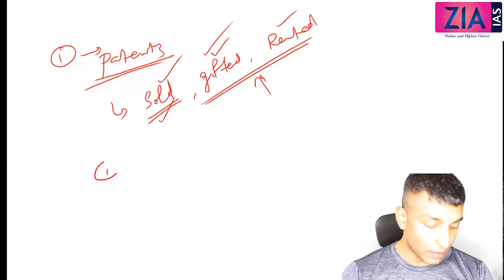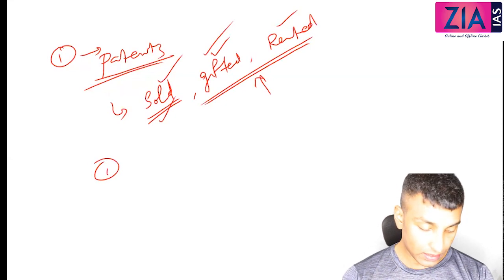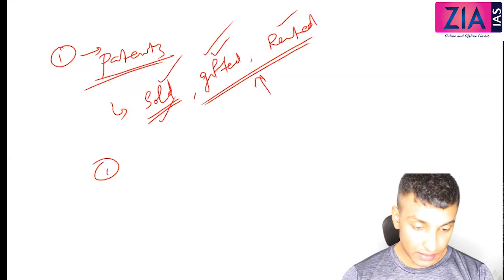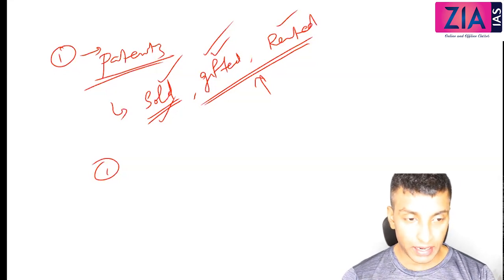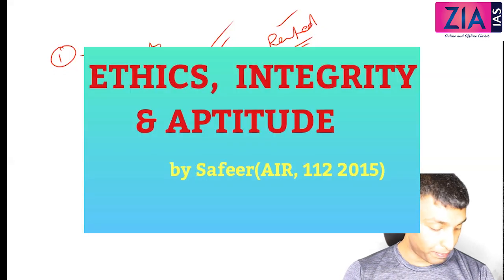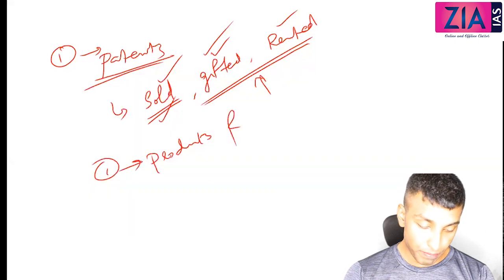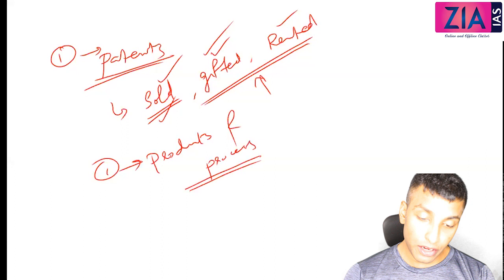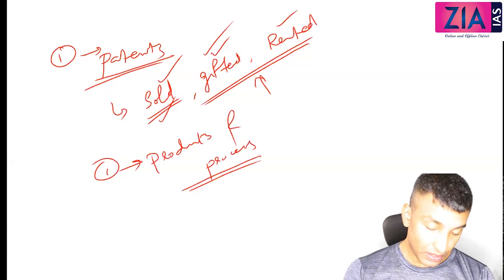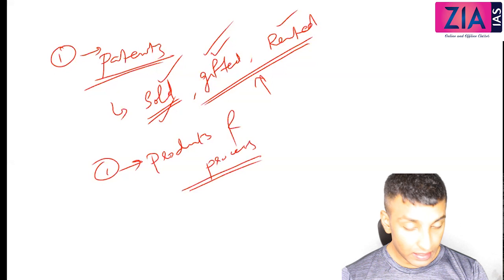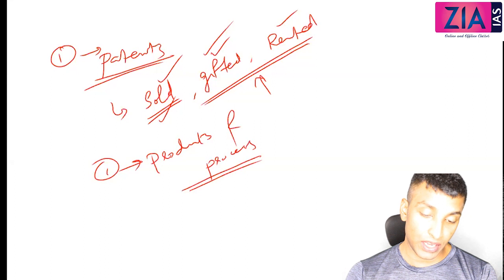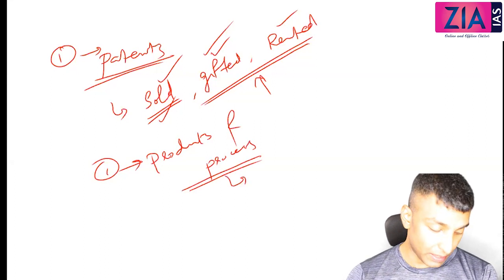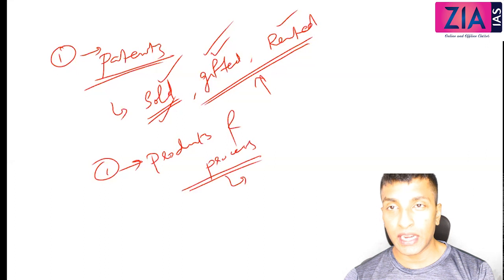One more line you can write. The patents are granted for products and processes. We will discuss about product patent and process patent. Just right now, the patents are granted for products and processes that are new or novel, which involve some inventive step, some invention, and have commercial applicability.